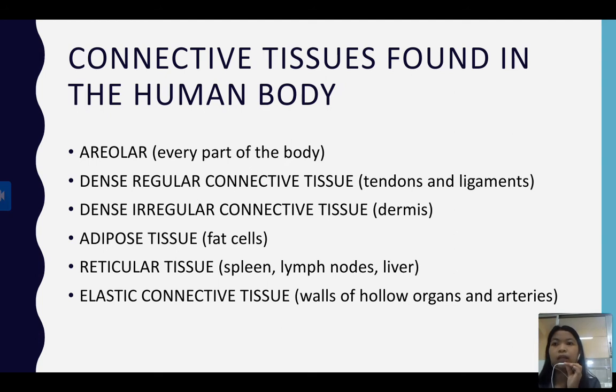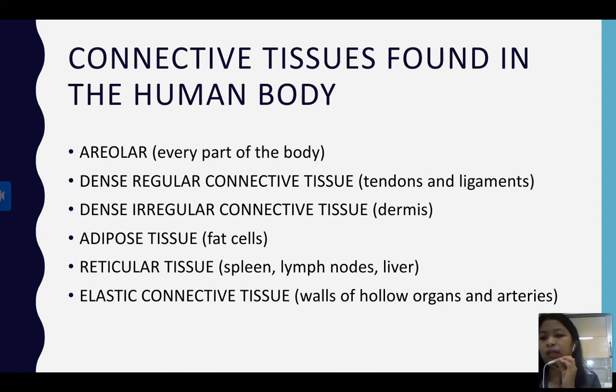Ayan. Next, we have here reticular tissue. Reticular tissue may be seen in the framework of organs such as the spleen, lymph nodes, and the liver. The spleen is located behind the stomach.